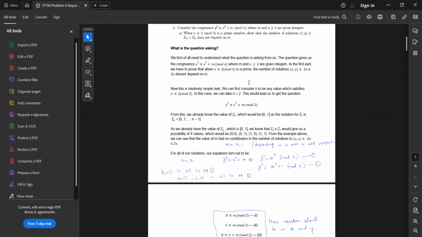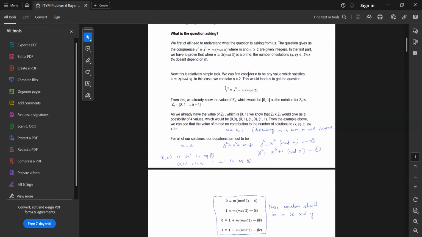Okay, so first of all, we need to understand what the question is asking. So from what I understood, we basically had to just find different solutions of y square is congruent to x cube plus m mod n, where n is greater than or equal to 2 and a prime number. And we had to show that the number of solutions was not dependent on m.